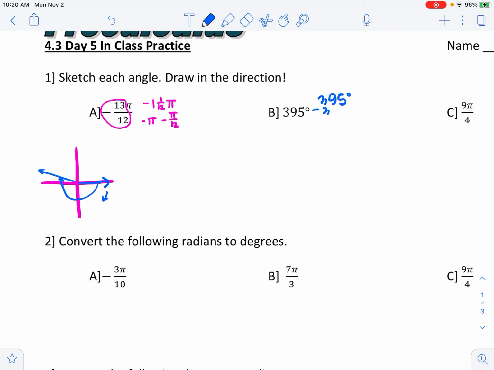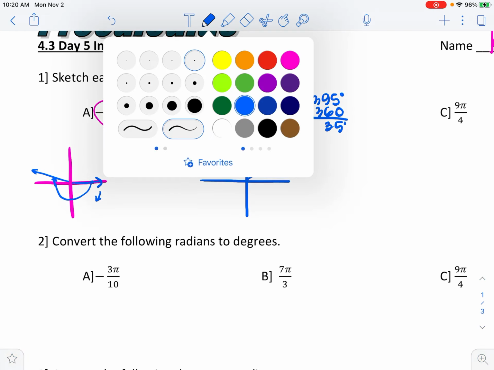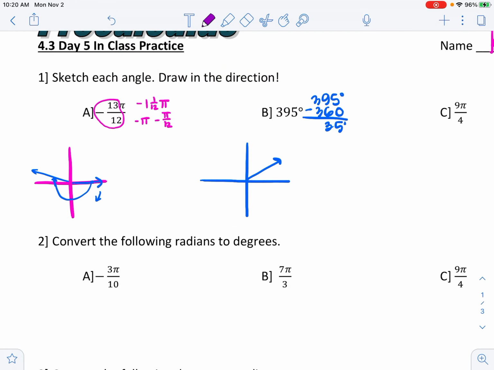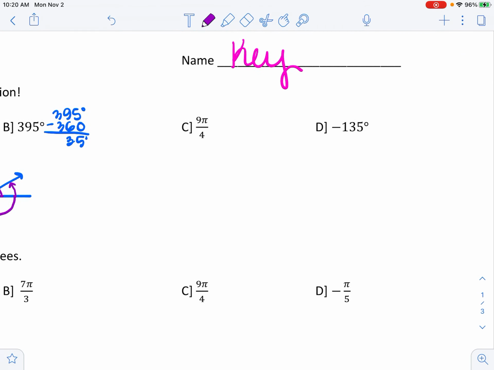All right, next one, 395. 395 is more than 360 degrees. So I'm going to go one full rotation. Now I just want to see how much more. 35 degrees more. So I'm going to go full rotation and 35 degrees more. If I'm going 35 degrees more, I'm in the first quadrant. So now I can draw my angle. Make sure you're showing direction on it. I'm going to start on my positive x-axis. I'm going to go counterclockwise. That's 360 degrees. But then I'm not going to go until I hit that terminal side.